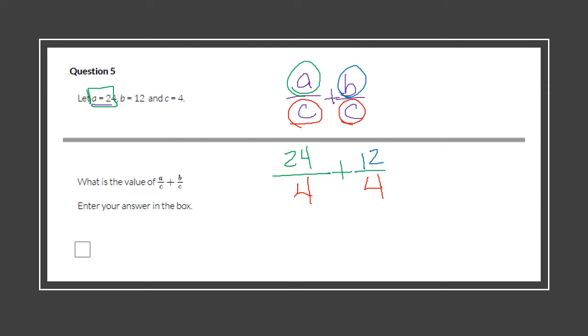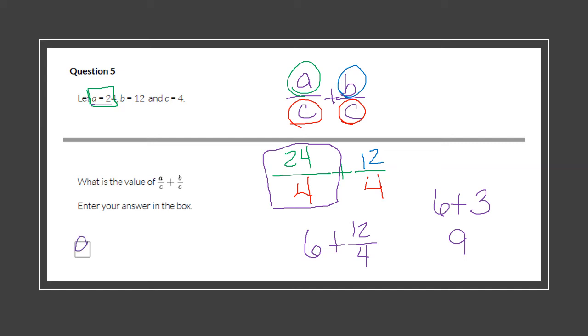So I'm going to do the division first, left to right. So 24 divided by 4 gives me 6. And then I've still got 12 divided by 4, so I'm going to do that next. 12 divided by 4 gives me 3. And then all I have to do is add. And I get my answer is 9.